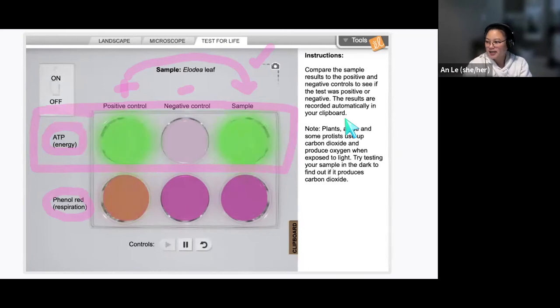So it says that if it has ATP, it glows green. All right, answer this. Does the sample have ATP? Yes or no? Type in the chat. All right, lots of yeses. Vince, can you tell me why? How do you know that the sample has ATP? How do you know that?